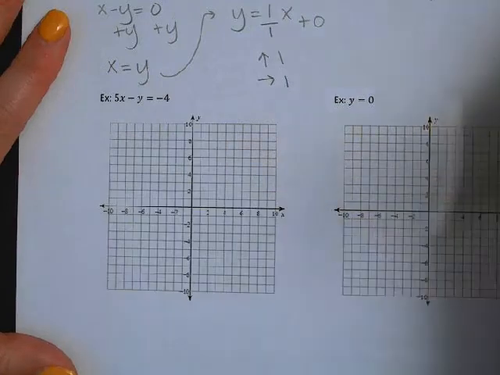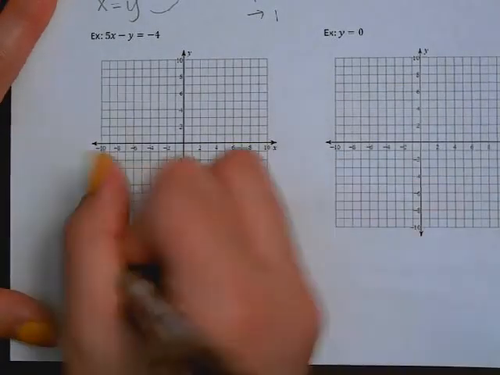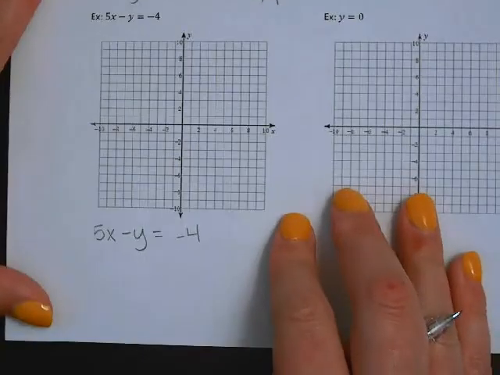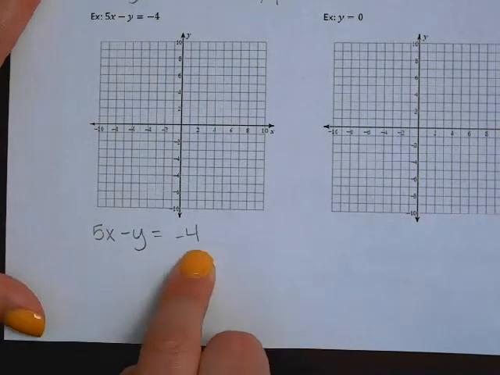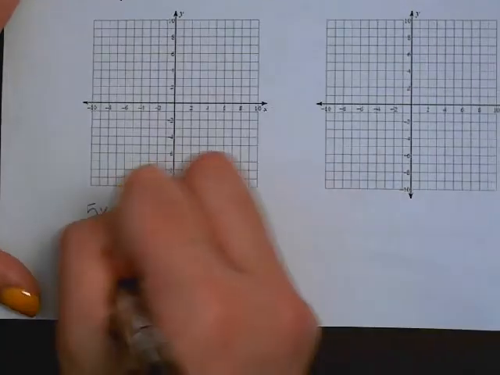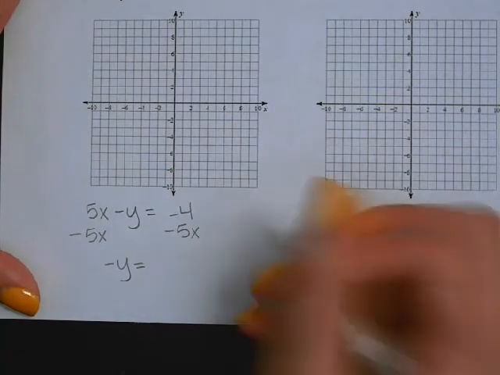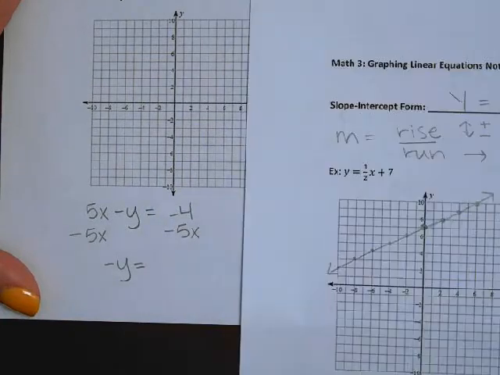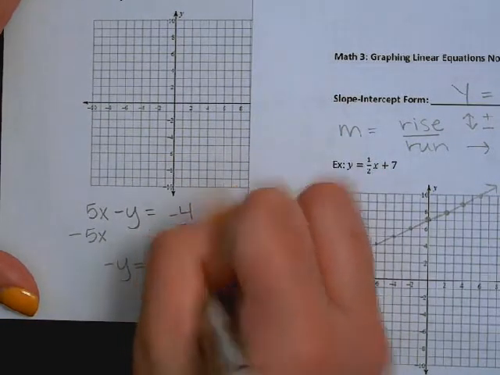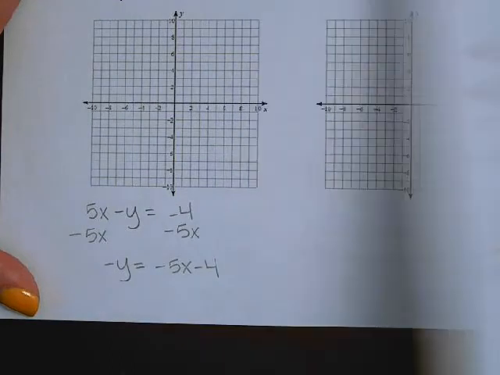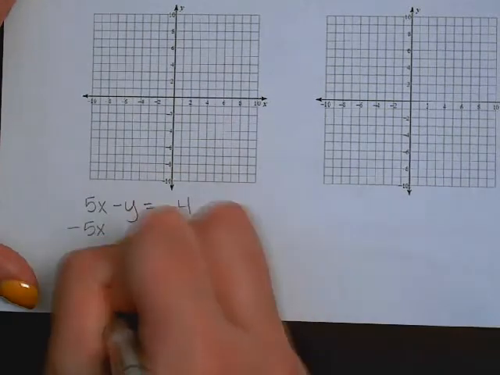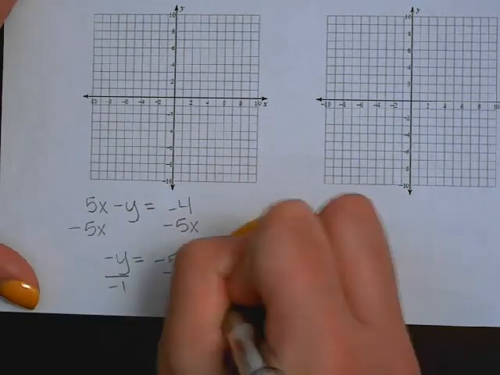So I'm going to go ahead and solve for y on this problem. So 5x minus y equals -4. I'm going to go ahead and take my x and move it over to the other side. So that leaves me with -y equals, and then I remember that my goal is to make it look like this. So I'm going to put my x first. So -5x and then -4. And the y has a negative in front of it, which is kind of like a -1. So I'm going to go ahead and divide by -1, divide by -1, divide by -1.